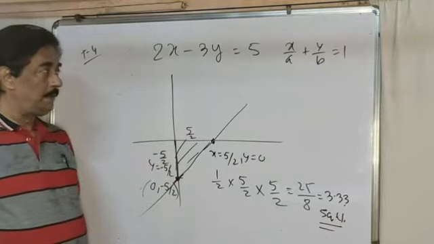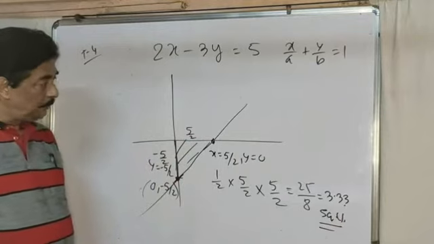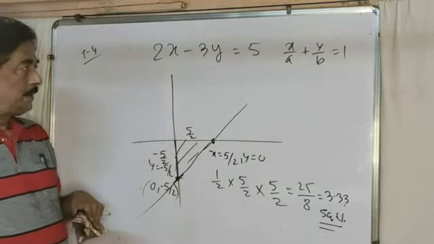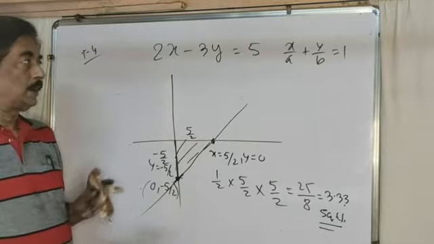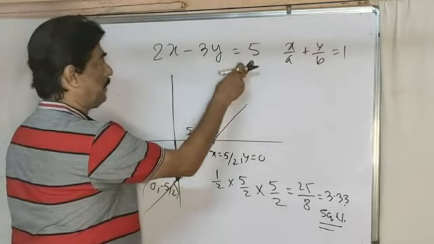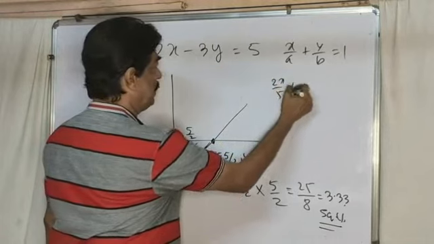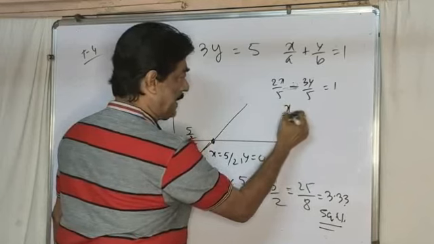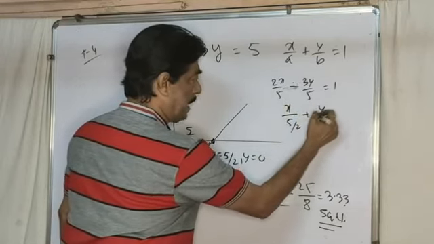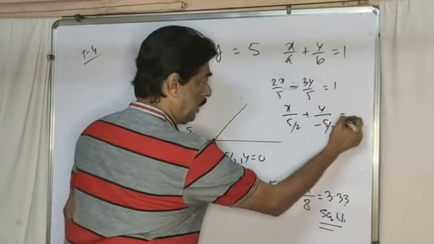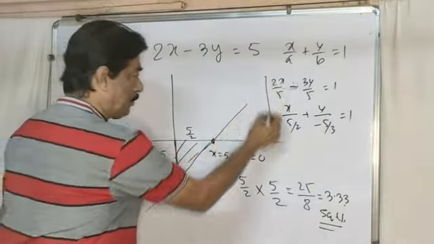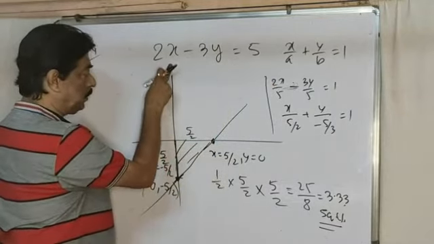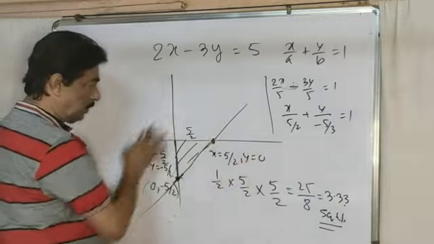These are the questions you are going to face. 2x minus 3y equals 5. Find the area enclosed by the line with the axes. So you have to find how to transform the line into the form x by a plus y by b equals 1. Divide by 5. Then we get 2x by 5 plus minus 3y by 5 equals 1. Then we can write x by 5 by 2 plus y by minus 5 by 3 equals 1. Then you do not have this problem. Put y equal to 0, get the value of x. Put x equal to 0, we get the value of y. Now do the problem.